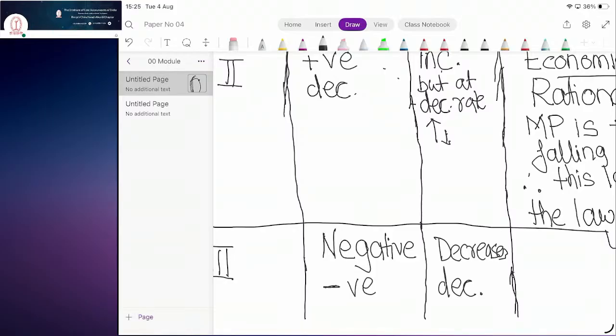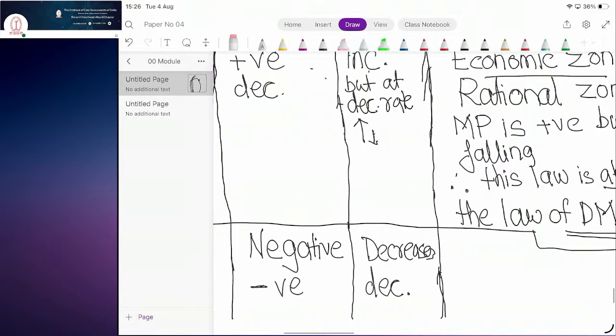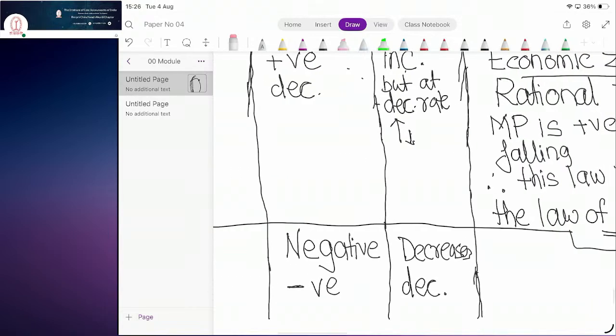Just for a moment think. I have, for example, 10 workers and my output is 50. If I employ 11 workers and my output goes to 49, does that make any economic sense? You're going to pay this worker salary and your output is falling. So no firm will ever operate in this region. This is only hypothetical. No firm will ever operate in the region where marginal product becomes negative.